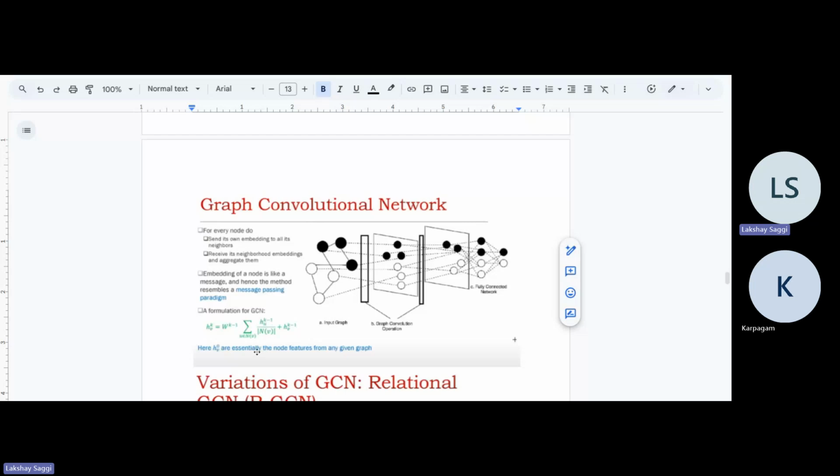For every neighbor u of this vertex v, you take the embedding of u obtained in the k minus 1th iteration, and you sum those up, maybe with respect to certain weights. You take the average essentially, since this is divided by n of v, the number of neighbors.